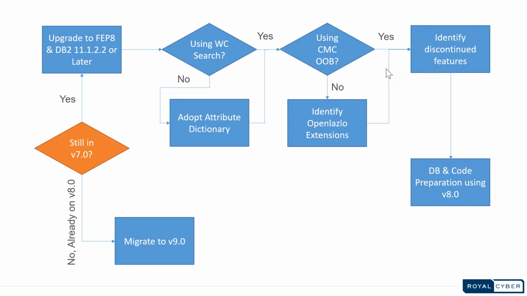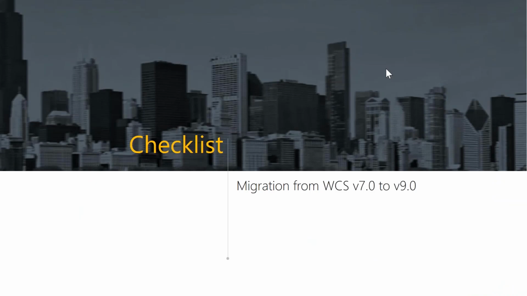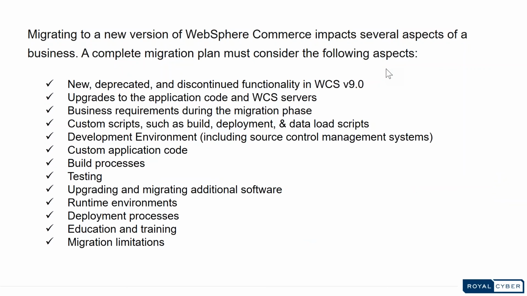and database to 11.1.2.2. And then the question is, are you using the commerce search? If the answer is no, then first we have to make sure that the existing search mechanism we recreate using the attribute dictionary. Once that is done, we can move to the next step. The next step asks if we have any CMC or customizations. If the answer is no, then it's no brainer. We can move forward. If yes, then we'll have to recreate those as well using HTML5.